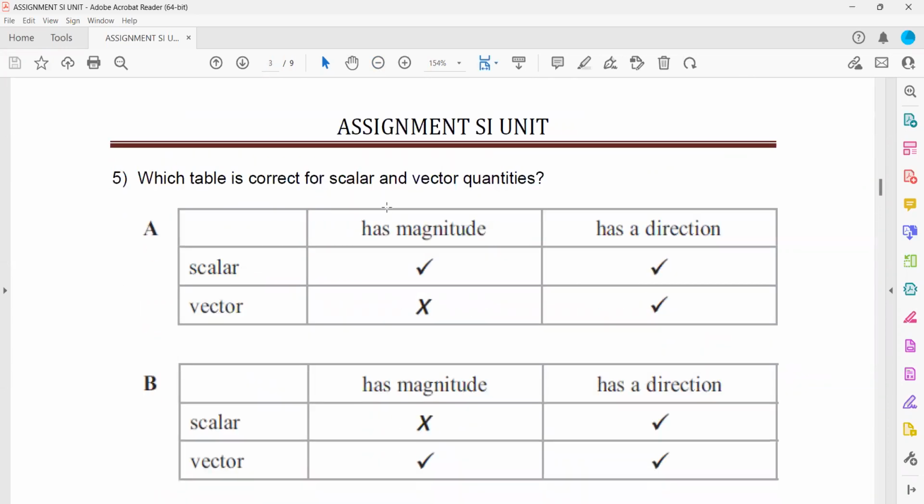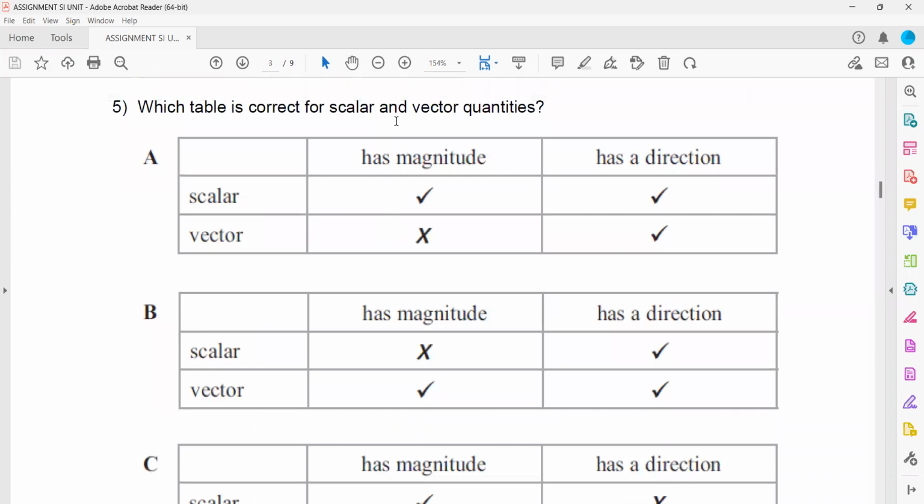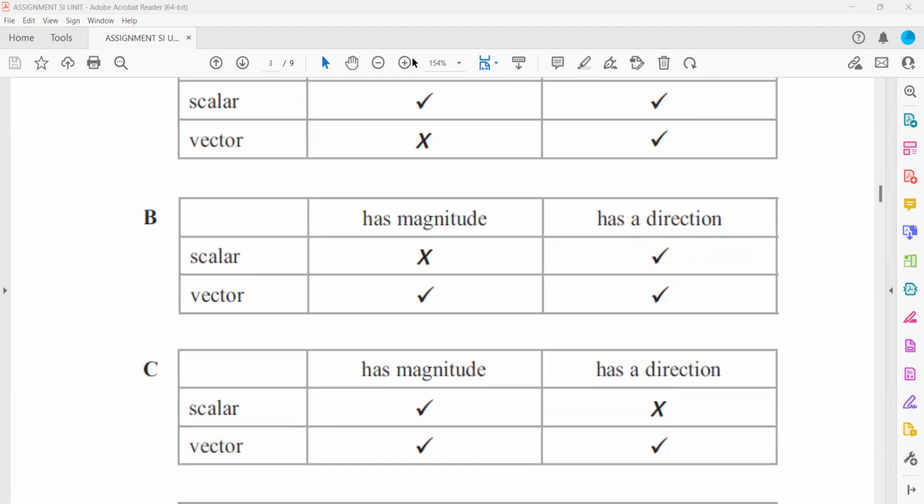Which table is correct for a scalar and a vector? So scalar has magnitude, means value. That's true. Has direction? No. So option A can be an answer. When we check option B, the magnitude is there for both of them. So when you check option B, has magnitude like number? No. This is not correct because they all have the magnitude. When you check option C, scalar is having a magnitude, yes, but does not have a direction. That's true. Vector is having a magnitude and it's having a direction. So that's why C is the valid answer.